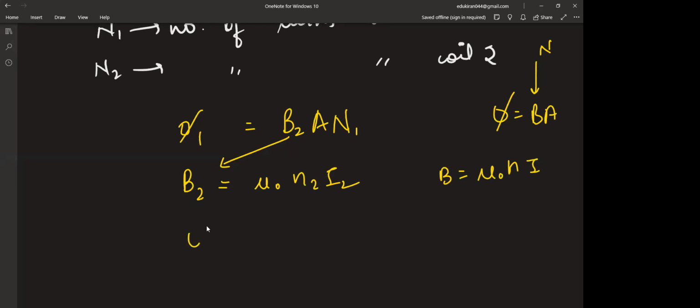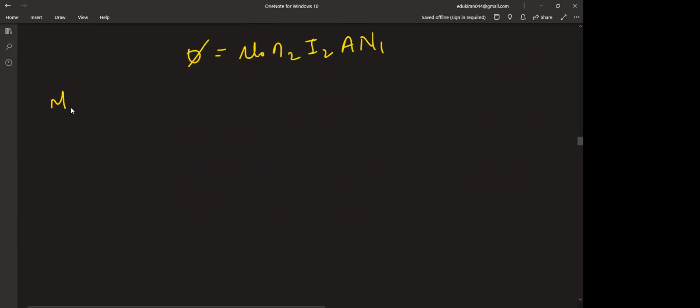Now see what will be phi if you put in this value. Mu naught N2 I2 A N1. So mutual induction of first with respect to second. We know phi is equal to Mi.